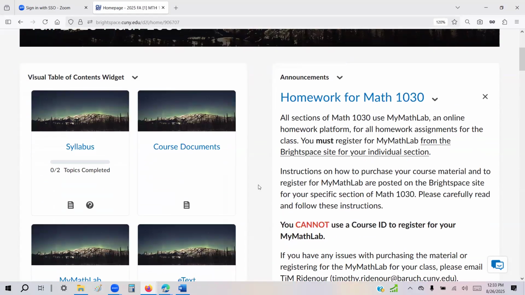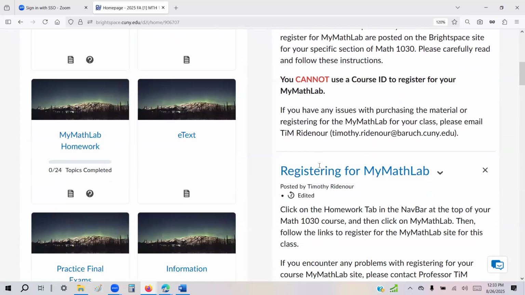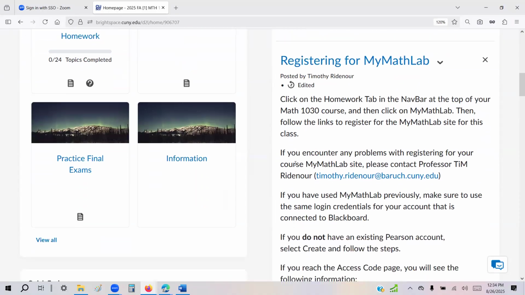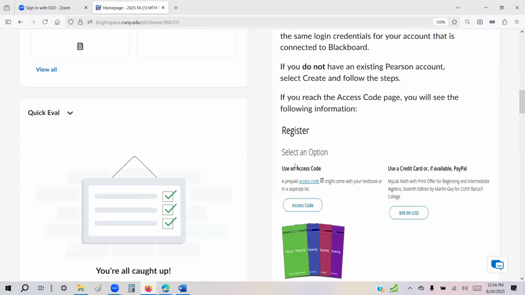For example, they put some announcement. In the announcement, they tell you how do you access MyMathLab. You need the MyMathLab to access your homework and quizzes, online one. And also to access the ebook, they have direction here. You follow the direction to access MyMathLab.